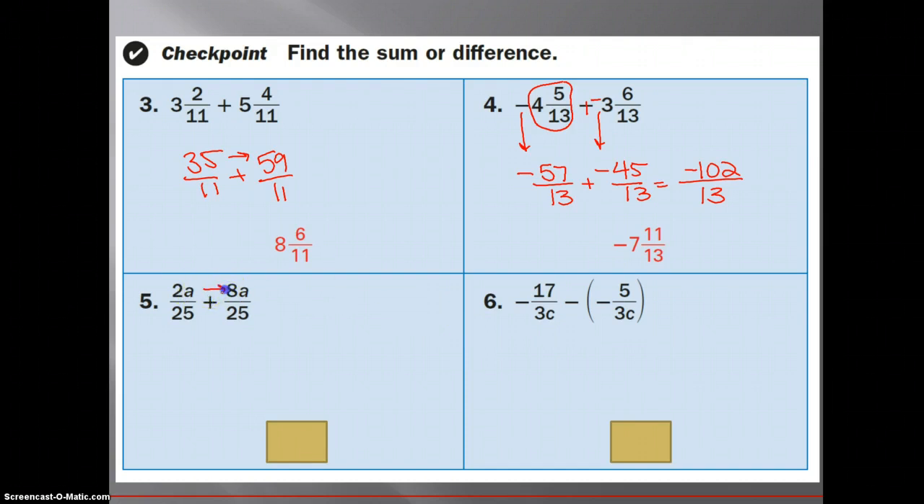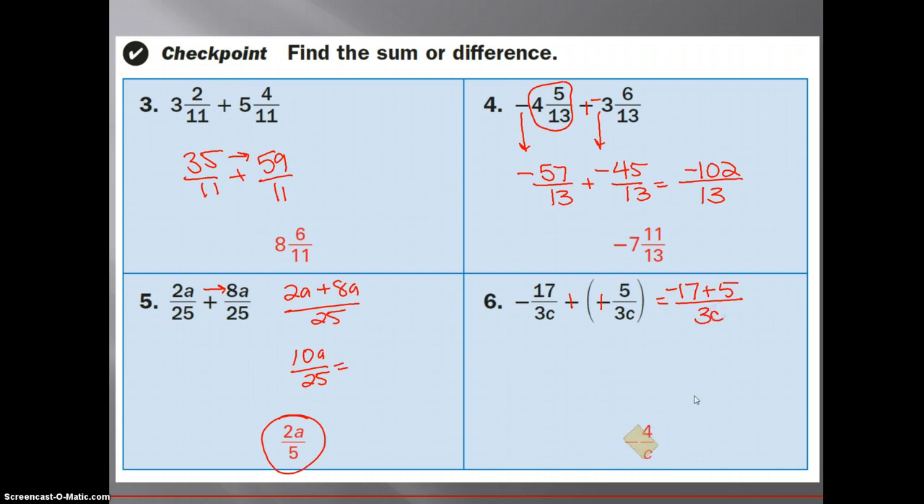For number 5, we add 8 plus 2a over 25, which is 10a over 25, which changes to 2a over 5. Add the opposite. Put the negative with the 17. Add positive 5 now. Keep 3c. Negative 17 plus 5 is negative 12 over 3c, which changes to negative 4 over c.